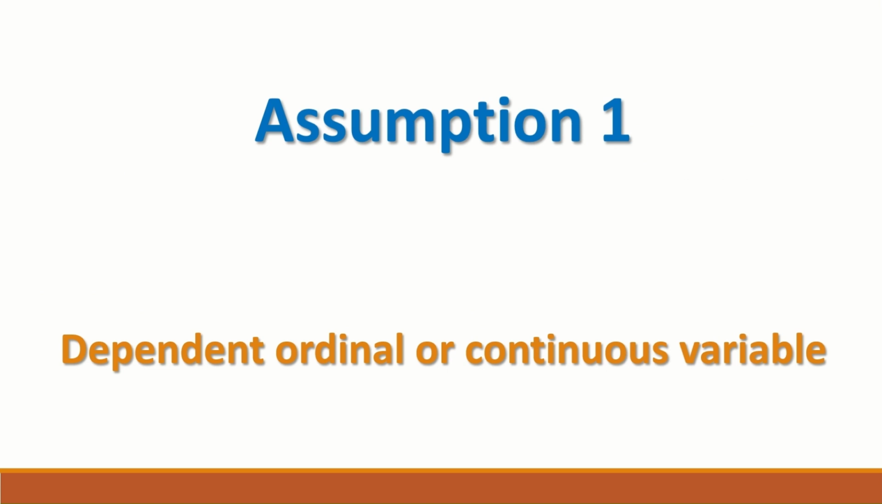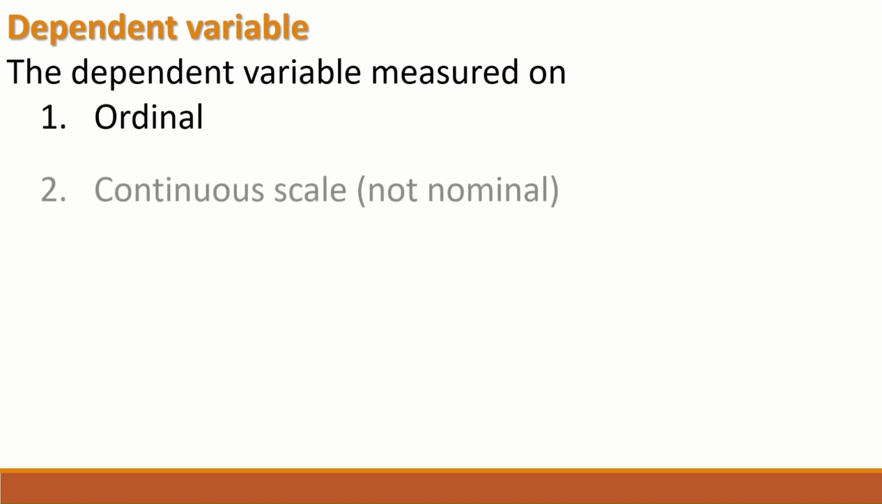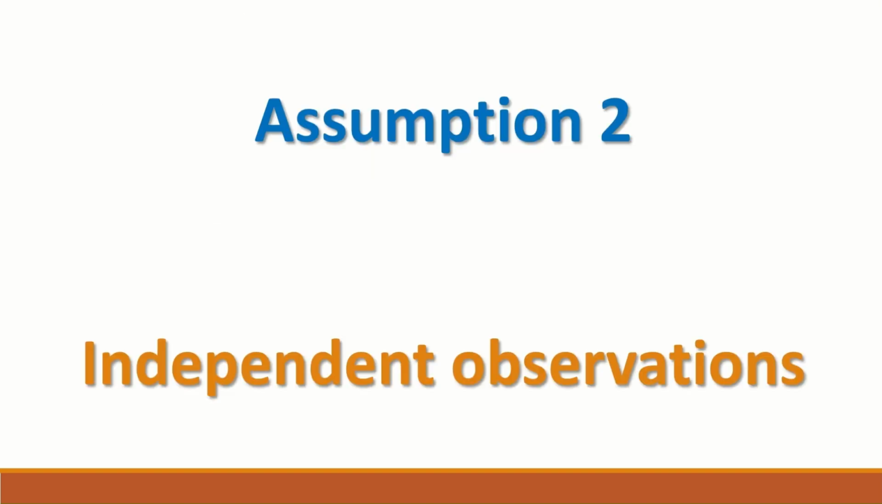The first assumption is that the dependent variable can be ordinal or continuous. The dependent variable can be measured on an ordinal scale or at a continuous scale that is not nominal, but is numerical and not normally distributed. The continuous scale can be interval or ratio.